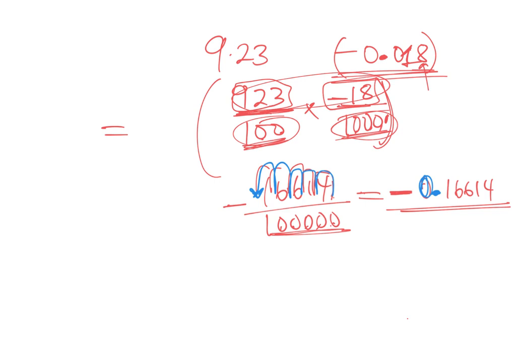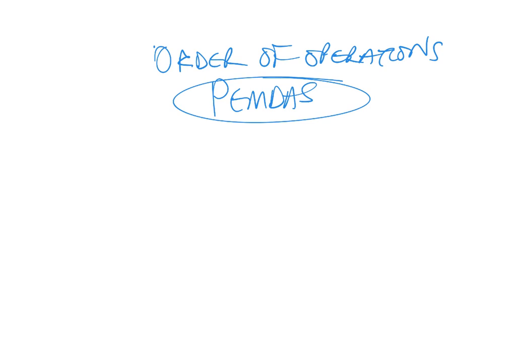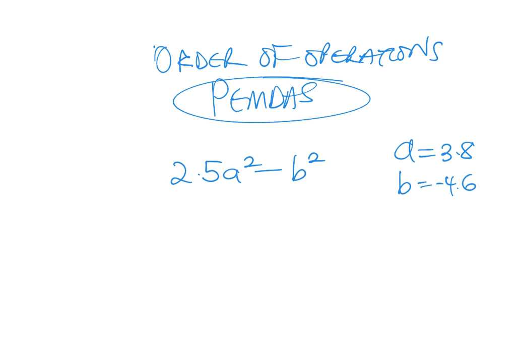So that's how we work through that very important skill. Operations with decimals are the same thing you've learned. PEMDAS is still at work. Now you're just dealing with decimals. So if you have a situation like 2.5 a squared minus b squared, and they tell you that a is 3.8 and b is negative 4.6, now you plug in these values, right?